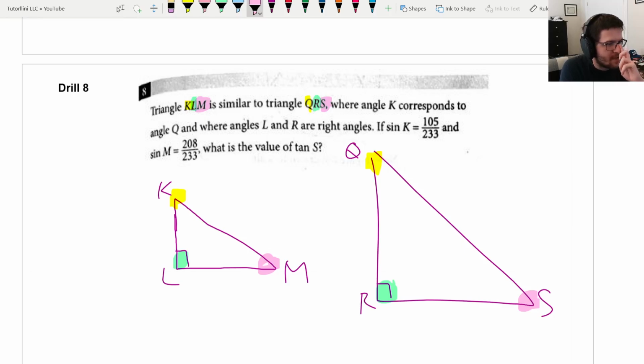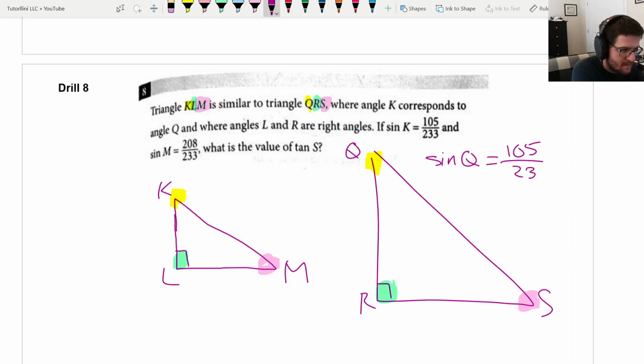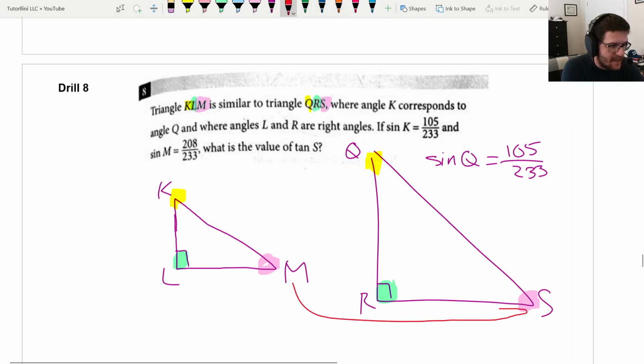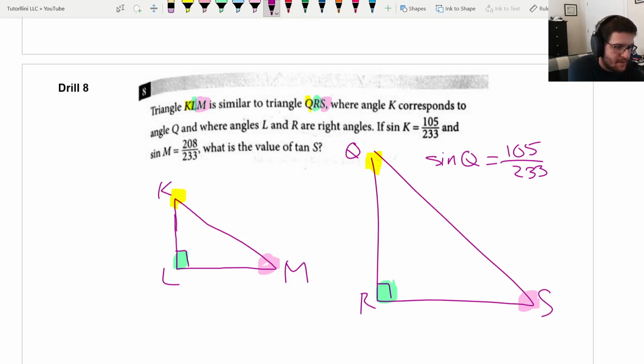Okay, angle K corresponds. So if sine K is 105 over 233, then it stands to figure that sine Q, the angle it's equal to, is also 105 over 233. And if sine M is 208 over 233, then it stands to figure that the one equal to him, S, is also 208 over 233.